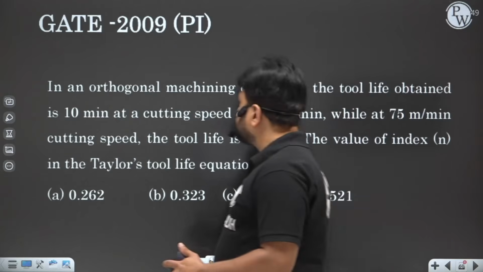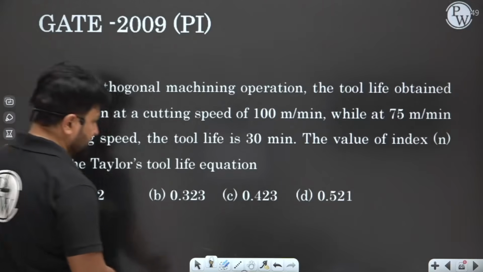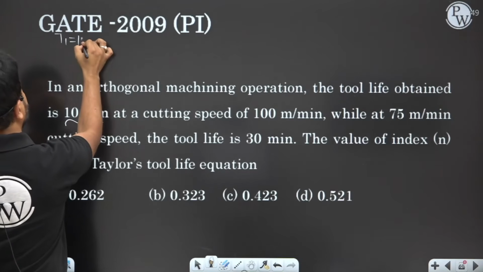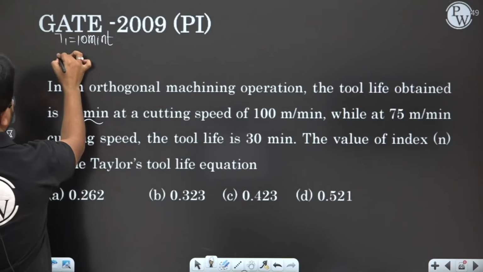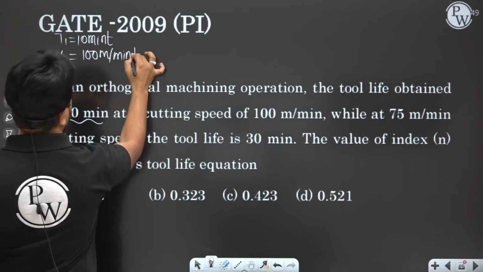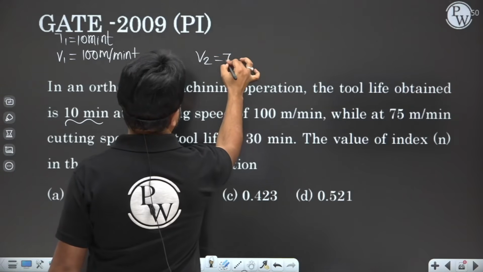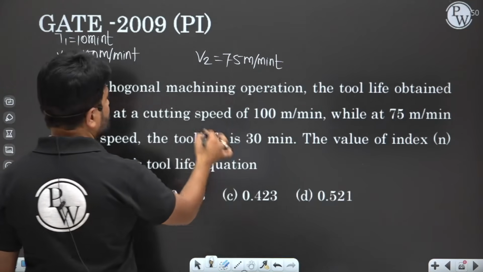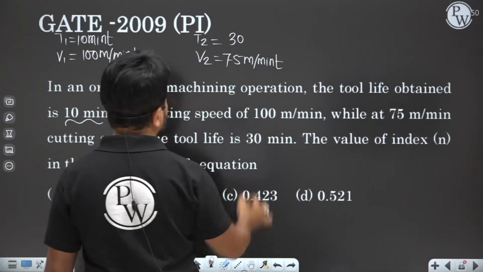Now there is a question. In an orthogonal machining operation, the tool life is obtained as 10 minute. T1 is given, that is 10 minute, at a cutting speed of 100 meter per minute, while at 75 meter per minute, that is V2, the cutting speed, the tool life, that is T2, is 30 minute.